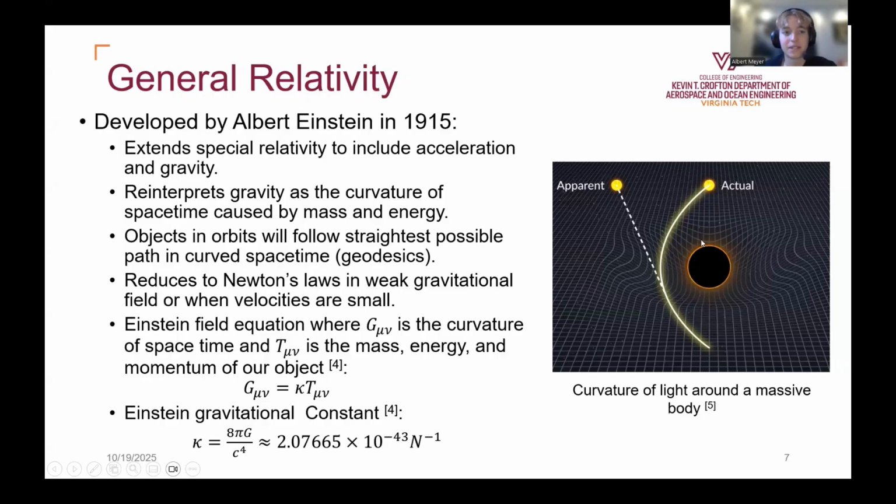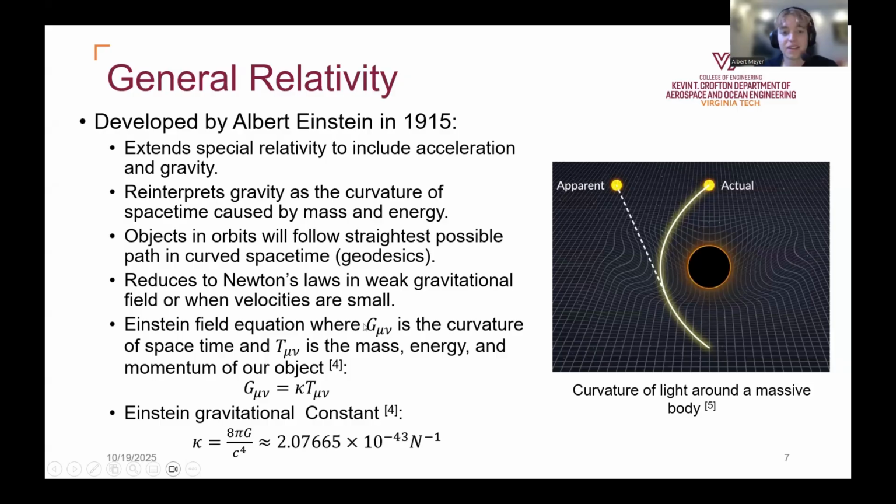So the big takeaway from that is that general relativity breaks down into Newton's laws when there's either a weak gravitational field or the velocities aren't very high. Now, another thing to take away from this is that this is bending light, light which is massless, light that would not be bent under Newton's laws in this way.